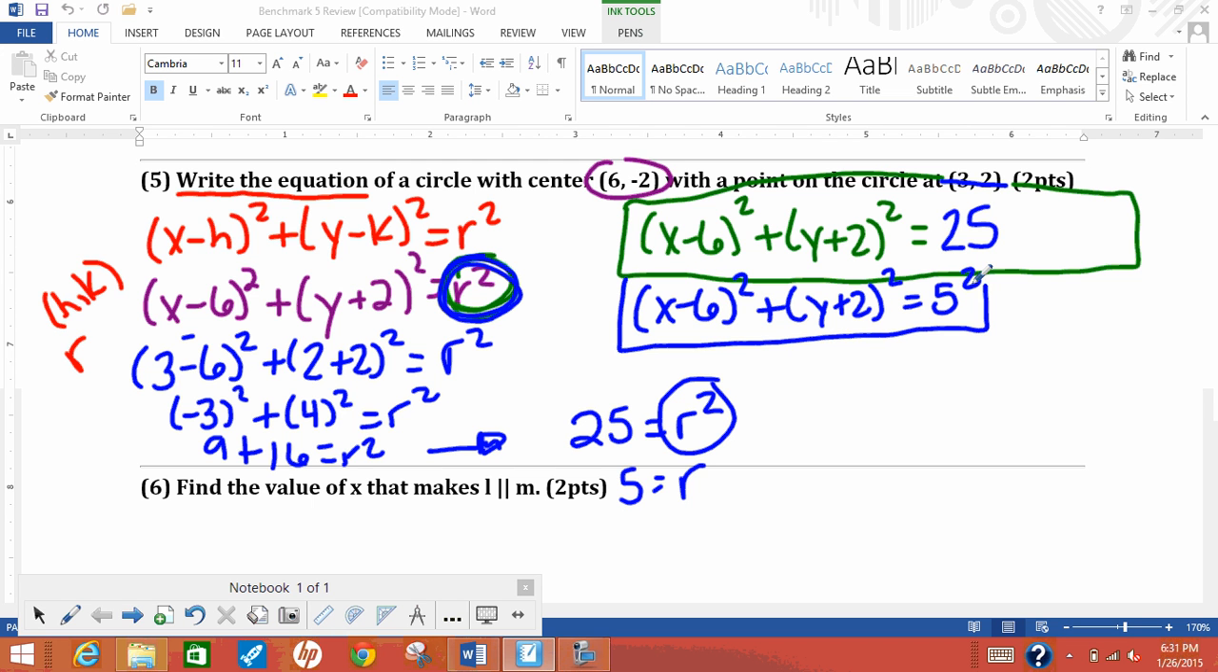Both of those answers boxed in are completely acceptable. One gives us r squared as 25, the other gives us r squared as 5 squared. These two values are the same, they just look different. Both are acceptable answers. So at the end here, we want an equation, so we need an x and y. So if you're done and you circle an answer and there's no x and y showing, then you need to make sure you go back and fix that because you've made a mistake.